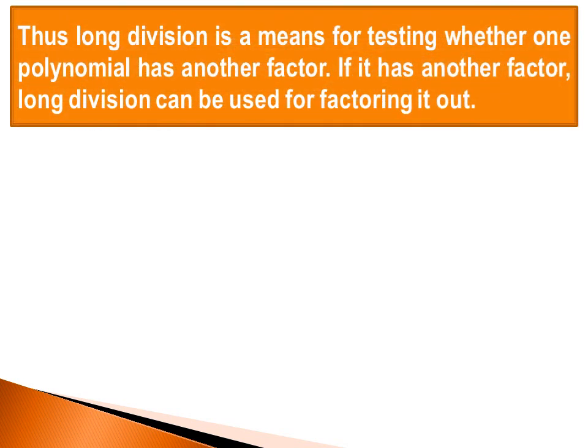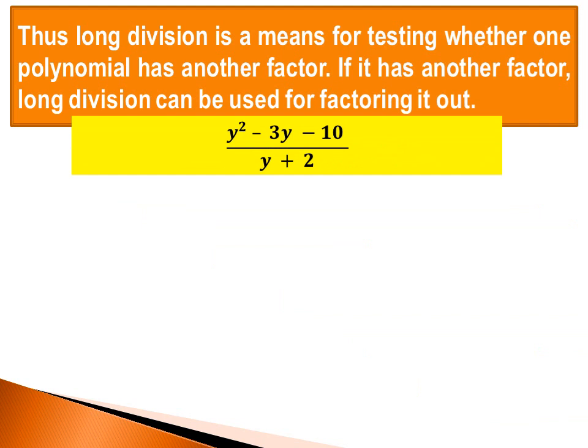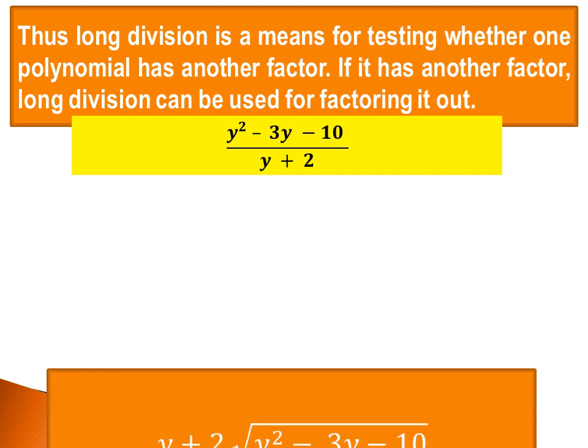Thus, a long division is a means for testing whether one polynomial has another factor. If it has another factor, long division can be used for factoring it out. If we have the given y squared minus 3y minus 10 all over y plus 2, how to do it?